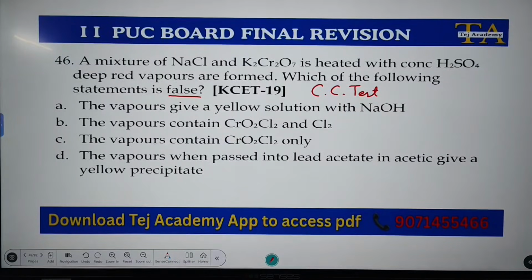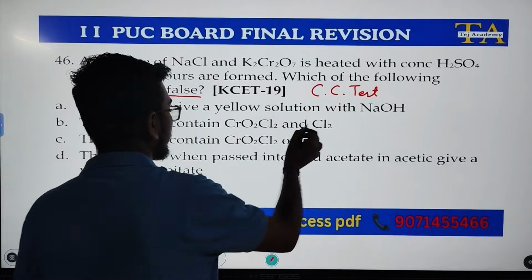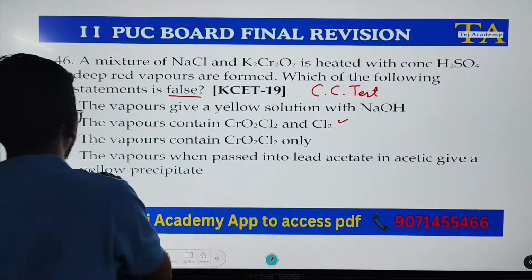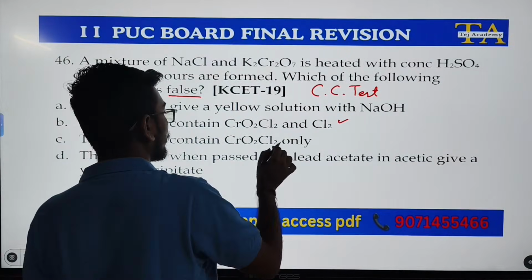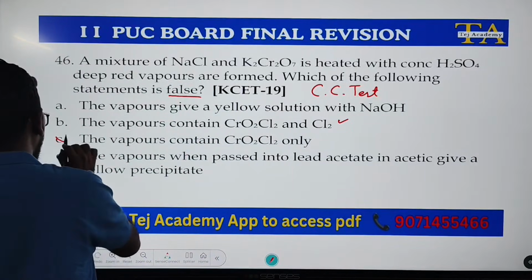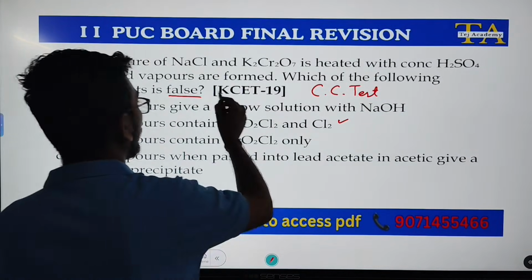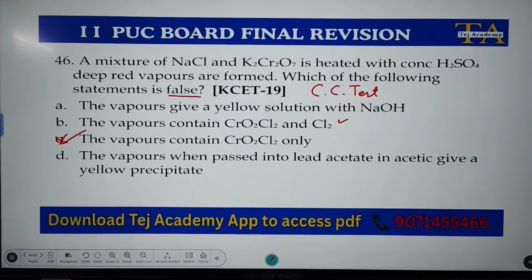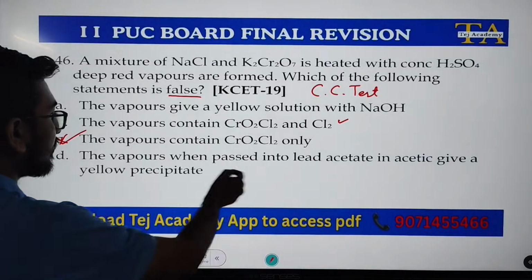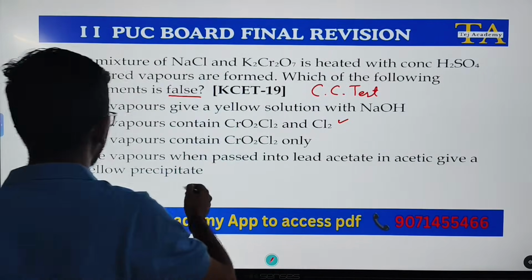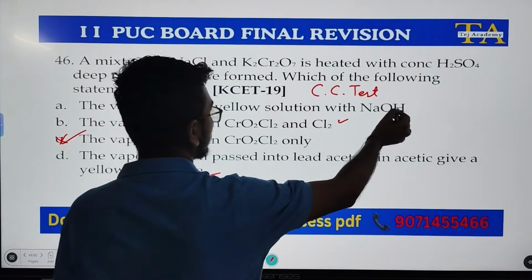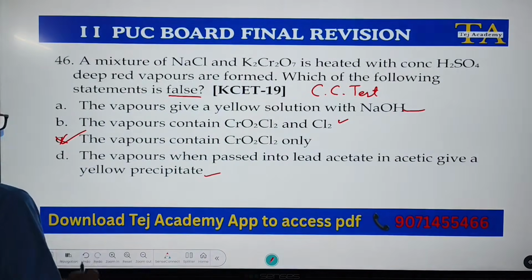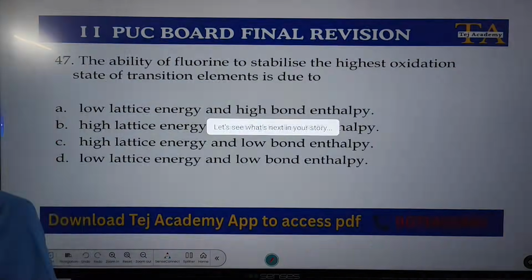So the vapors contain, if you see here, CrO2Cl2. The vapors contain only CrO2Cl2. This option is wrong, and they are asking false. So the vapors contain CrO2Cl2 only, this is the wrong option. The vapor when passed with lead acetate in acetic acid gives yellow precipitate, correct. The vapors give yellow solution in NaOH, correct. So option C is the right answer.